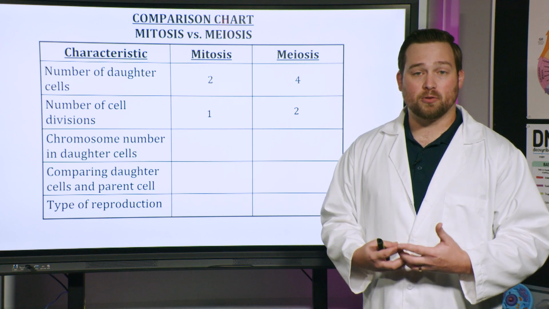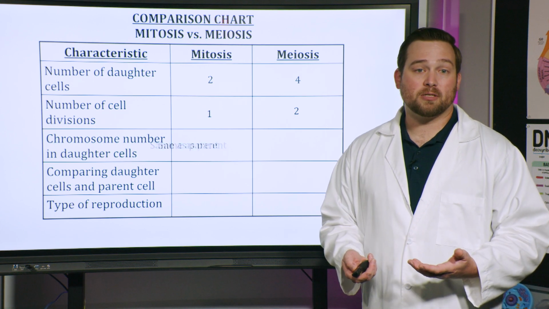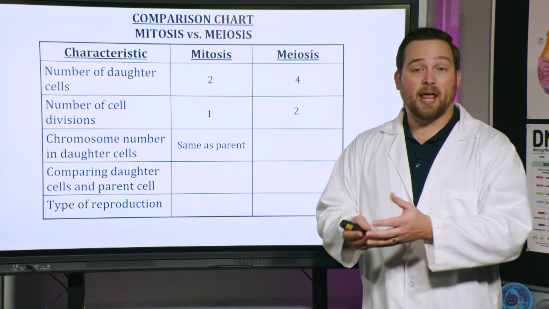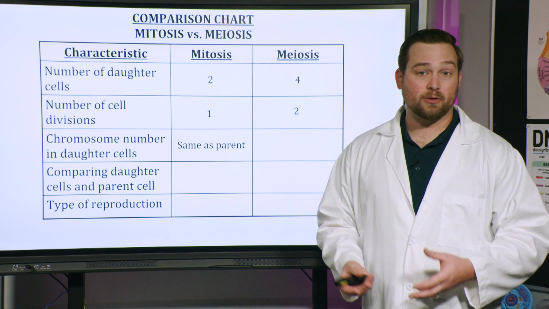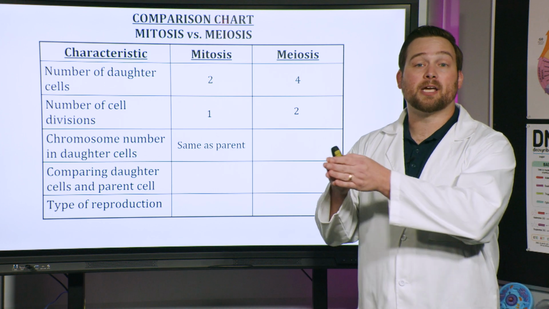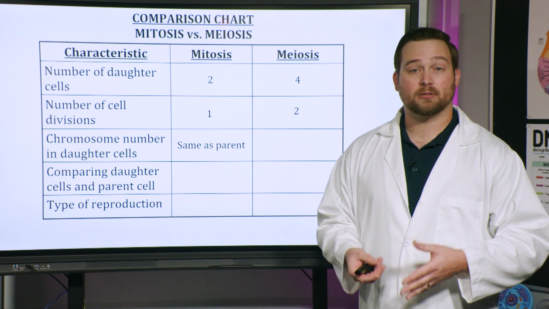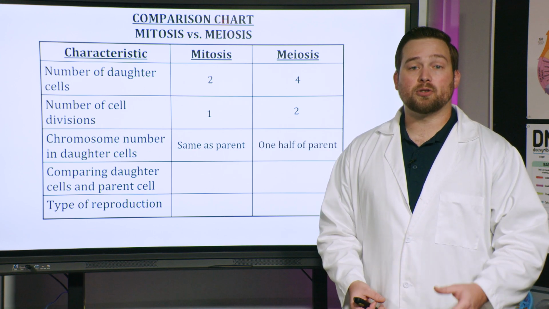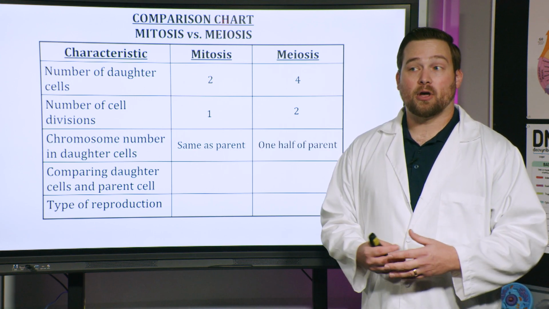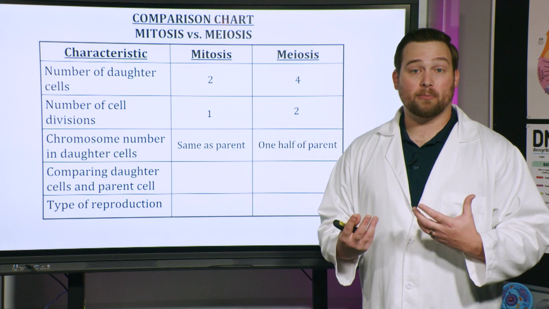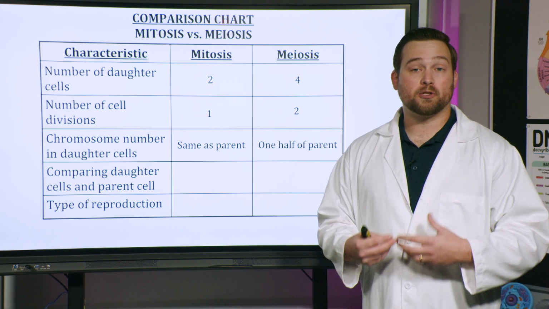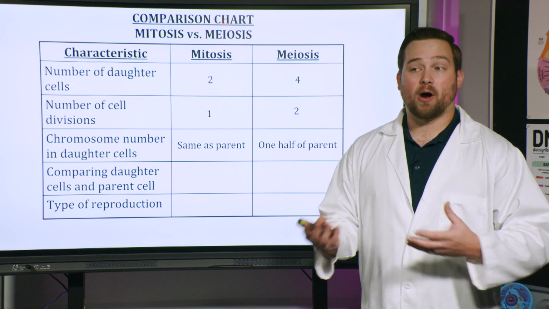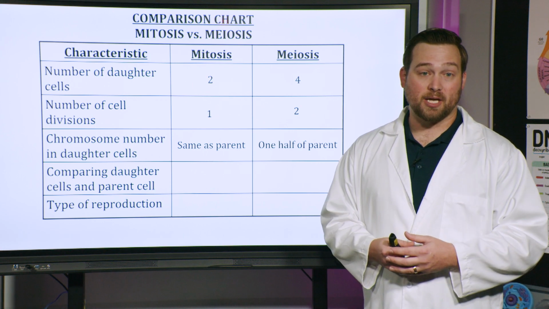So how many chromosomes are in those daughter cells? Well, in mitosis, it should be the same as the parent, right? In humans, it would be 46, but every organism has a different number of chromosomes. So whatever you start with is going to be the same thing as you end with in mitosis. What about meiosis? Are we going to have more? Are we going to have less? We're actually going to have half of the parent. So in humans, we have 46 chromosomes. Through meiosis, we're going to make sex cells, egg and sperm, that have half of those chromosomes. So our sex cells only have 23 chromosomes each.